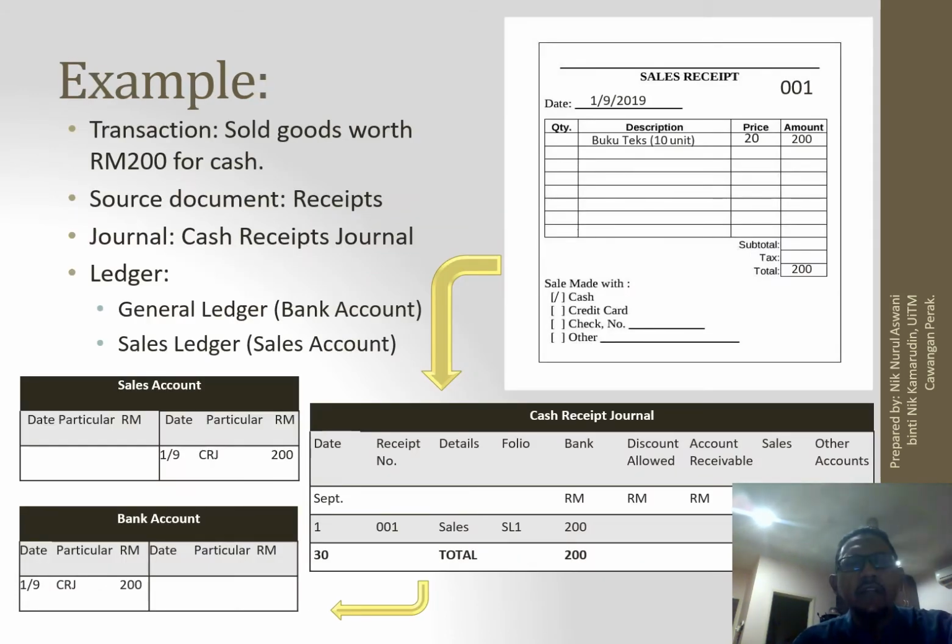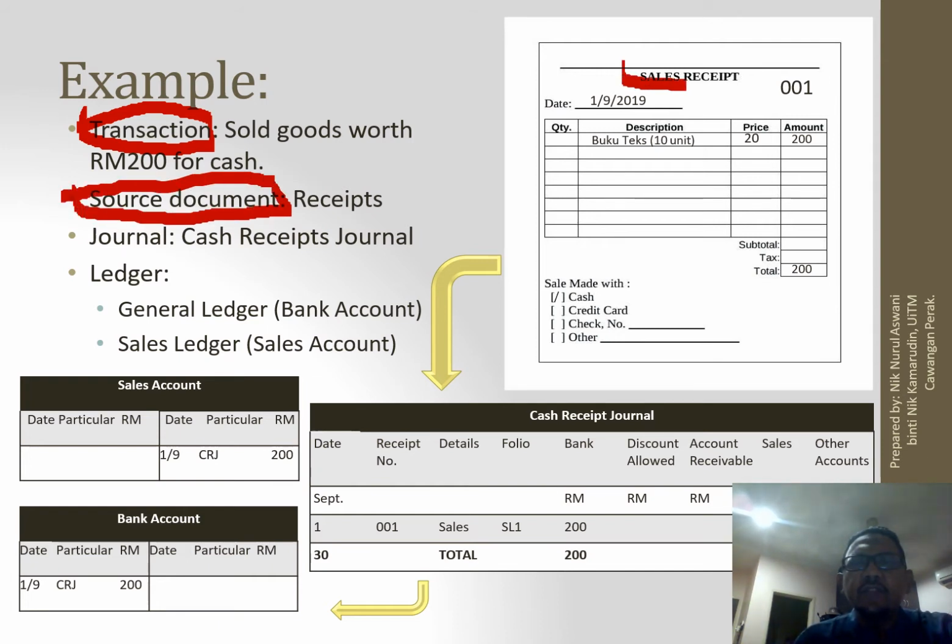As I mentioned earlier, it starts with a transaction. Sold goods worth 200 ringgit for cash. Then we determine the source document. The source document here is the sales receipt. And then we prepare the journal, the cash receipt journal. And then we transfer to the ledger, general ledger and sales ledger, that is the bank account and sales account.